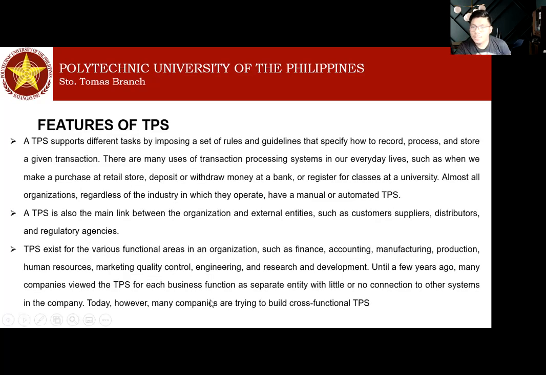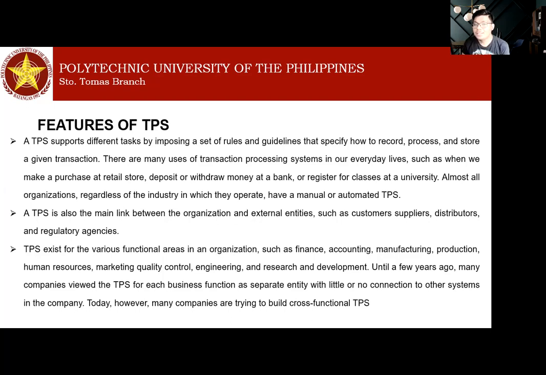So what are the features of TPS? TPS supports different tasks by imposing a set of rules and guidelines that specify how to record, process, and store a given transaction. So each TPS, meron siyang kanya-kanyang process or kanya-kanyang nire-require na input and nire-require na output. There are many uses of transaction processing systems in our everyday lives, such as when we make a purchase sa mga retail store, convenience store, deposit and withdraw money at the bank, register for class at university.